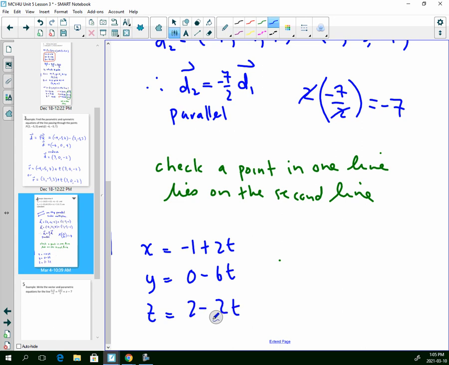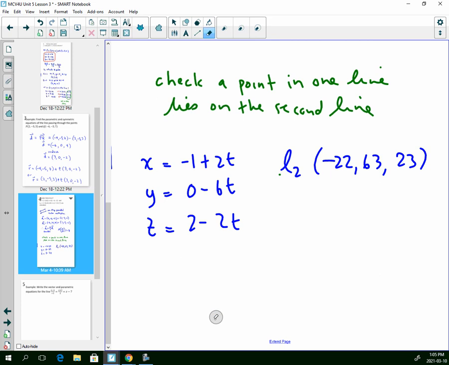And then I'm going to check the point that is in line 2 is given as negative 22, 63, and 23. So I'm going to check this point in this line and see if the parameters are the same. So the numbers I'm checking, I'll just write in here. And then we'll solve for t.